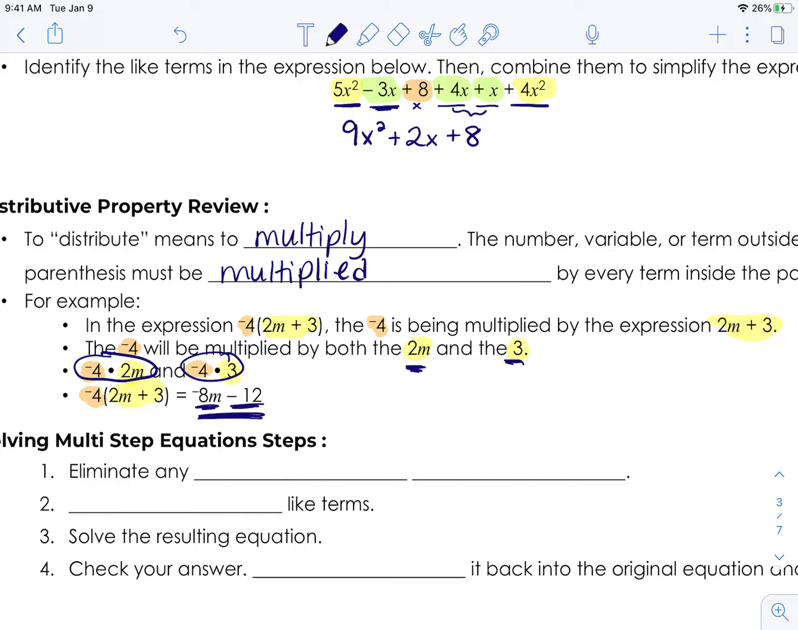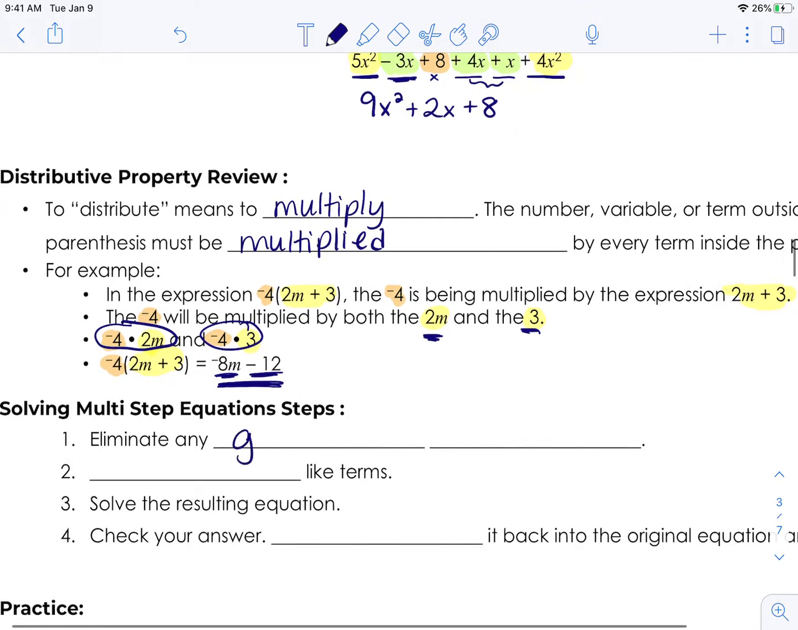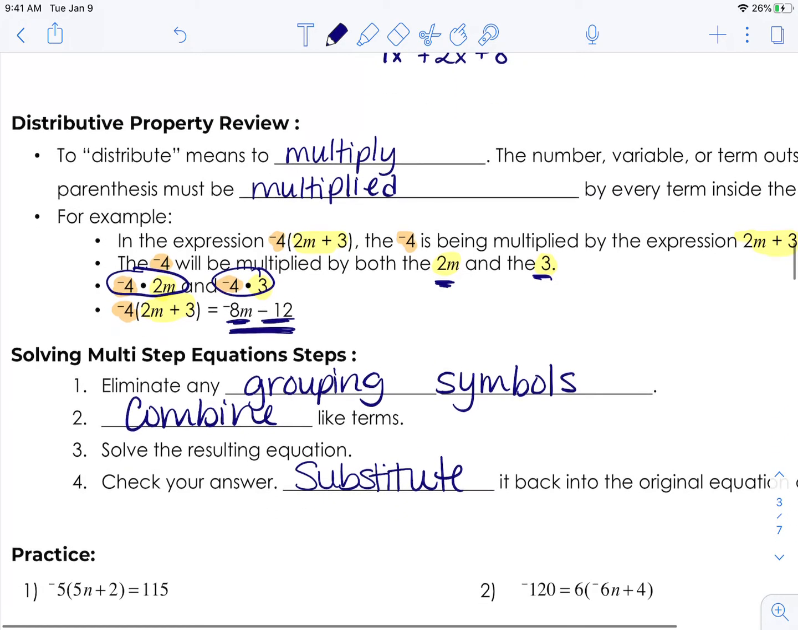So when you solve multi-step equations, you're going to eliminate any grouping symbols. And I did not just say parentheses because there are going to be times where you solve equations and you have both parentheses and brackets. So eliminate those grouping symbols first, doing whatever operation is needed inside or using the distributive property. And then after you do that, you're going to combine like terms and solve the resulting equation. Then you're going to check your answer by substituting it back into the original and solving. So let's do a few practice problems here.